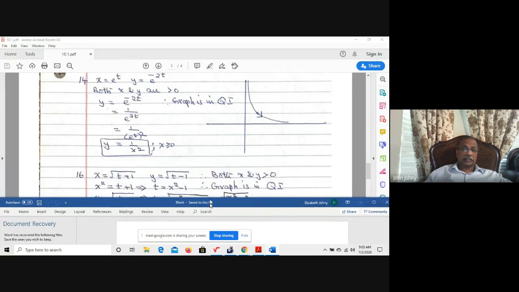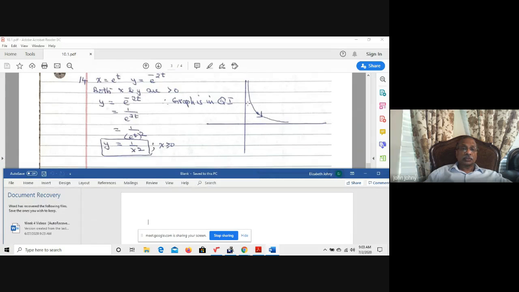As t increases, the graph goes in that direction, because t is equal to 0 means e to the 0, that is x is 1, y is 1, so this is t is equal to 0. When t is equal to 1, it is e and 1 over e, so this is the direction.